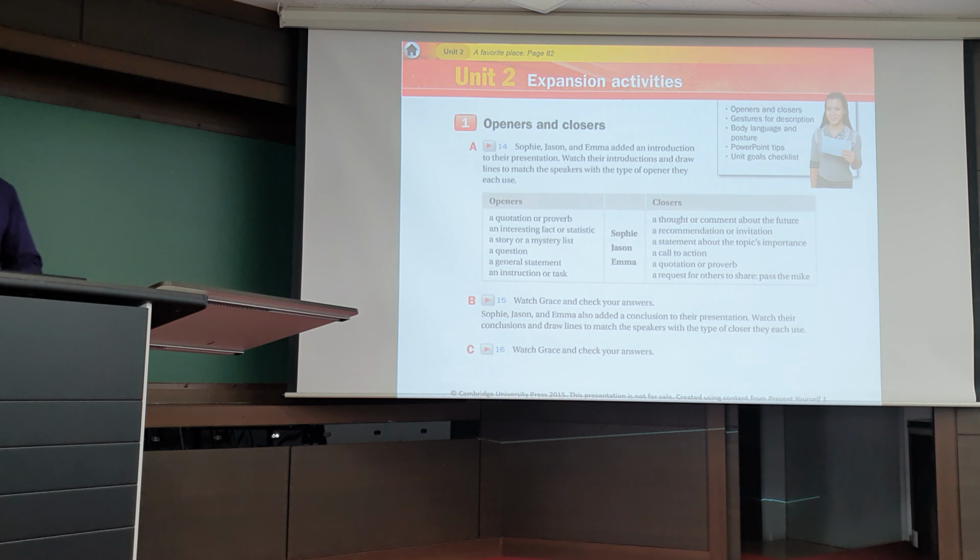Okay, so let's have a look at the answers. You notice that each speaker used a different type of closer. Sophie emphasized how special the park is to her, and Jason's closer was an invitation for the audience to visit his favorite cafe. Finally, Emma ended by passing the mic, suggesting that others talk about their favorite places. Which closer did you like best?